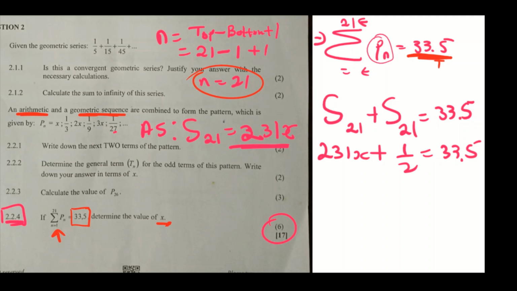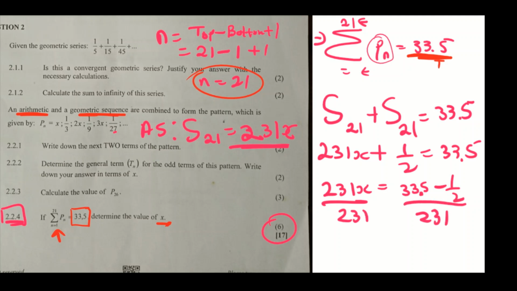And so for x here, it's simpler. You're going to say 231x is equal to 33.5, minus a half, right? And then you divide by 231 on both sides. So what's your x value? The x value should be 1 over 7. That's what I'm getting. Please confirm with your calculators and with your calculations, but this is how we solve the problem.